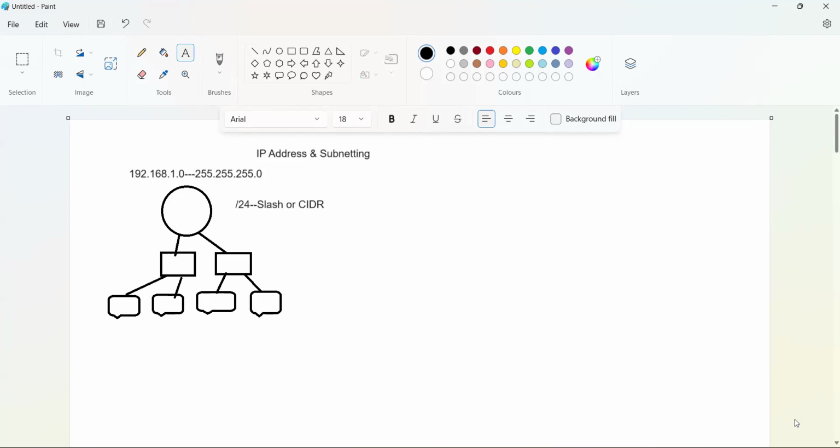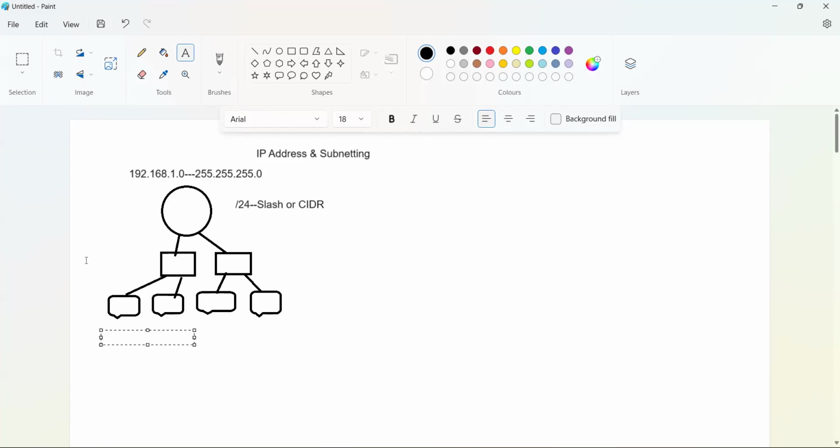You plan to do a VLSM, variable length subnet mask. Then the manager tells you to give 100 users to one subnet and 100 users to the other subnet, because you have a large network here. Okay, it's a class C value. How will you do that?